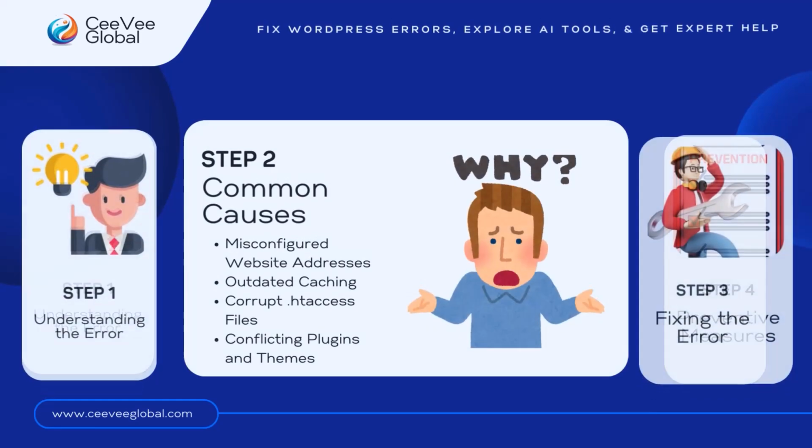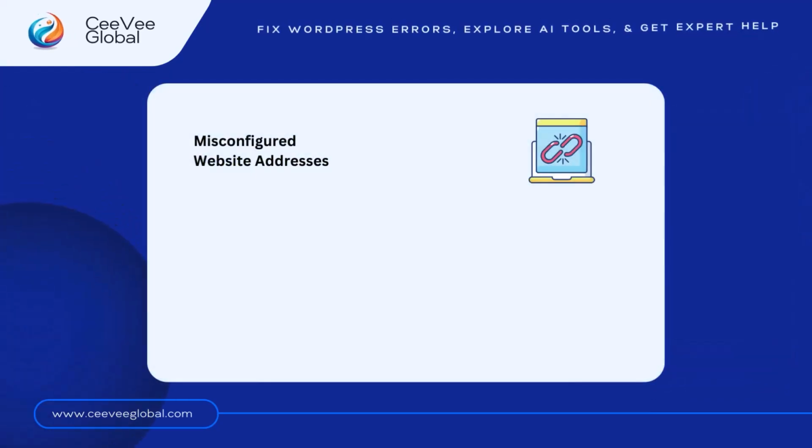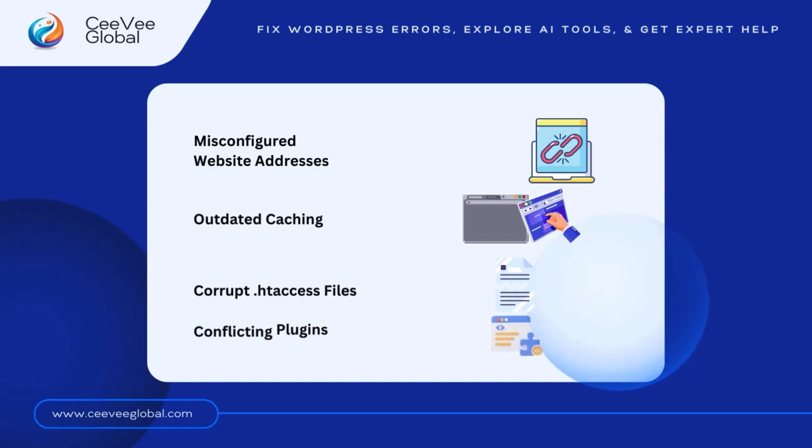Now let's talk about what causes this issue. Here are the most common culprits: misconfigured website addresses. If your URL settings are mismatched, it can cause redirect loops. Outdated caching. Old cached data might interfere with new settings. Corrupt .htaccess files. A misconfigured .htaccess file can send your site into a loop. Conflicting plugins and themes. Plugins or themes that handle redirects can clash and cause this error.